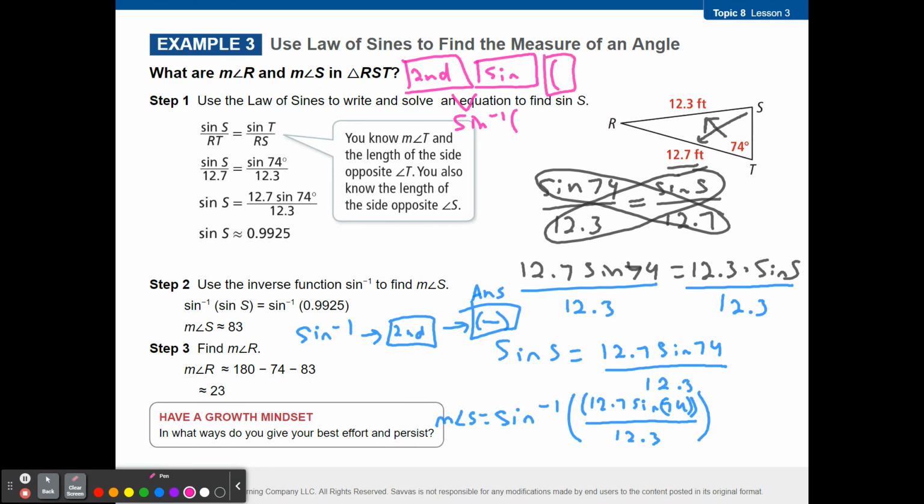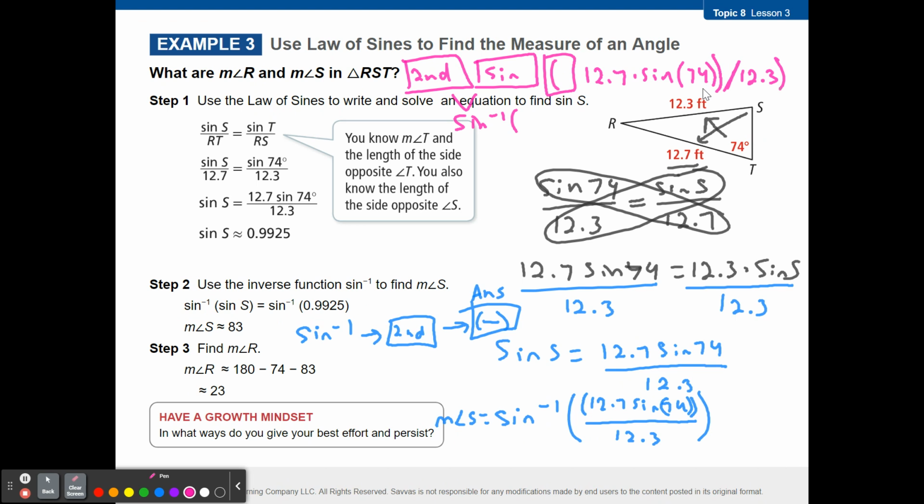okay? Then you're going to type in the 12.7 times the sine, parenthesis, 74. You close your parenthesis once for the sine part. Close the parenthesis again for the numerator. Then hit divide. Type in 12.3. And then close for that third parenthesis so that this way it's covering the sine inverse. Okay. A little more complicated. Not bad, just a little more complicated.